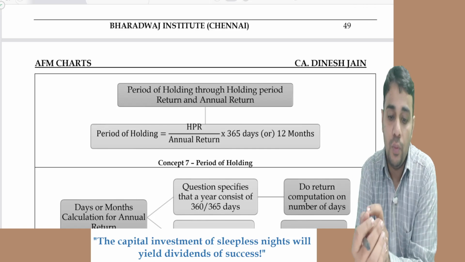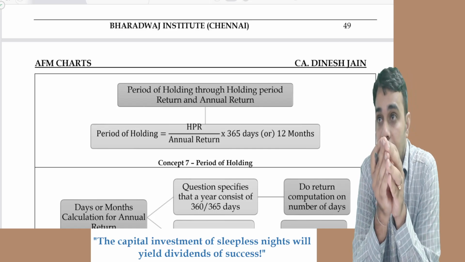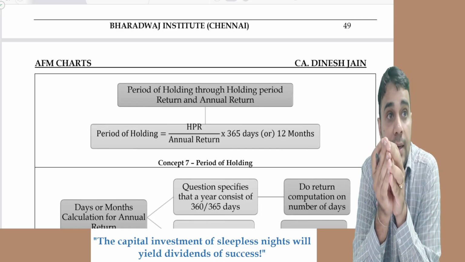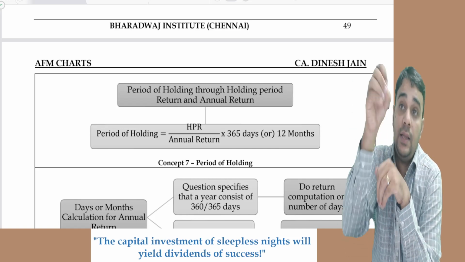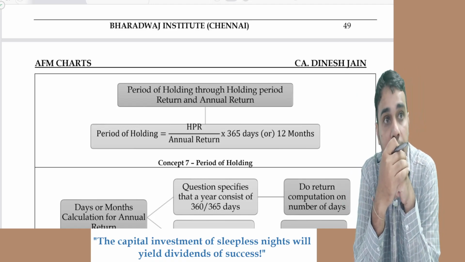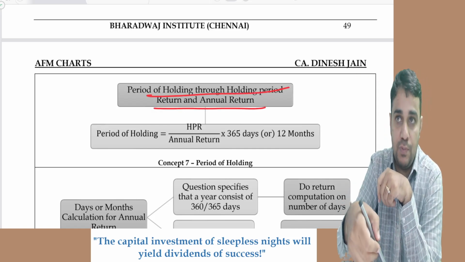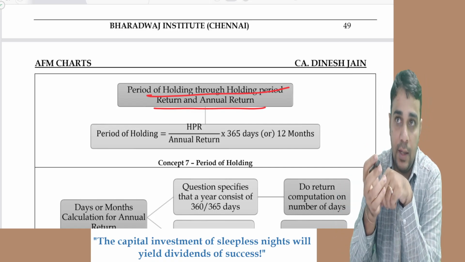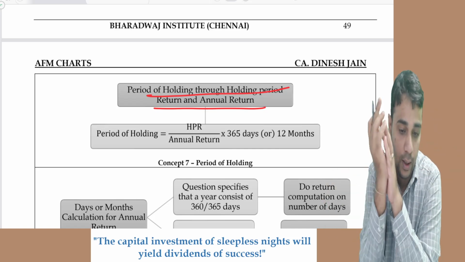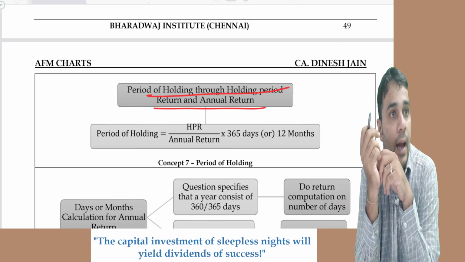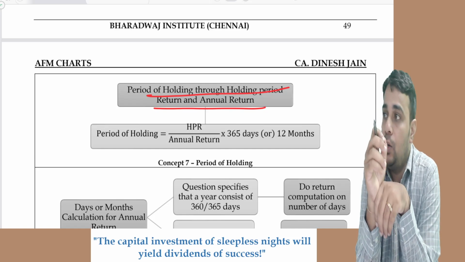Okay. Now, in one exam question, they gave holding period return as well as the annualized return and ended up asking you to calculate the period of holding, and then reverse work until the date of investment. Period of holding, this is concept 7. In this book, in the chart, I have rearranged the concepts a little bit. Whenever you want to do preparation, you can use them together. Period of holding through holding period return and annual return. Period of holding is equal to HPR by annual return into 365.